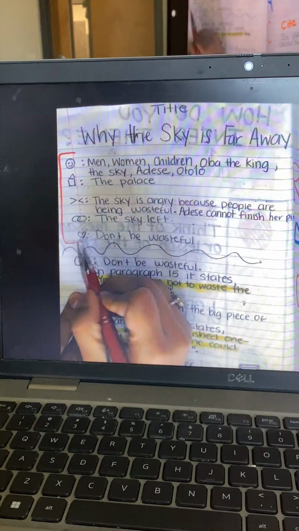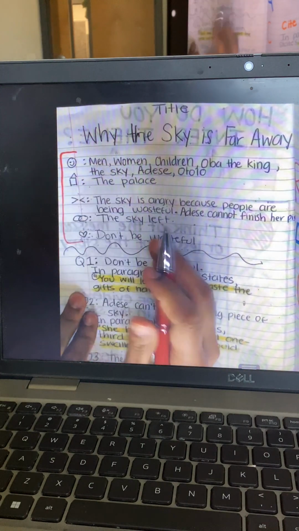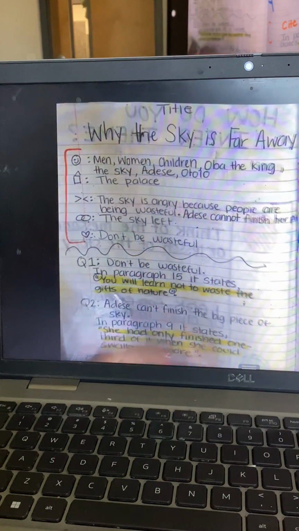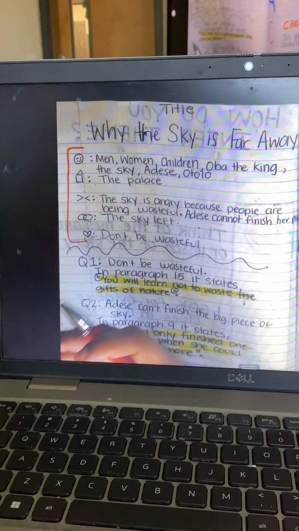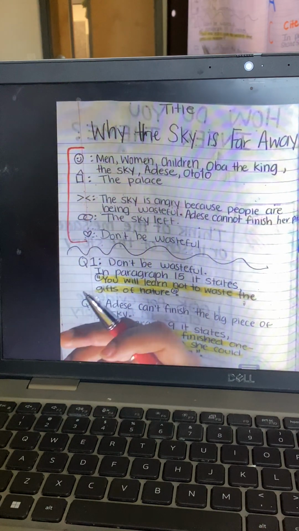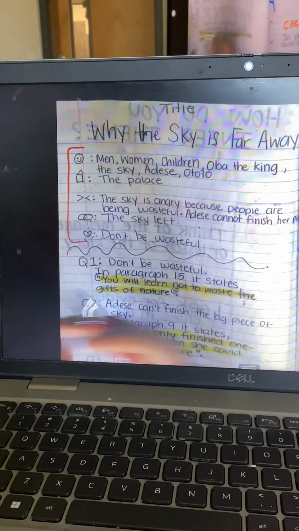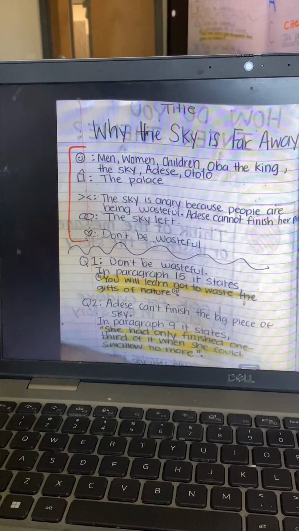And so the heart is the lesson, because I tell them in the story there's always a lesson that they learn. This lesson you can use in real life, in your daily life. It's usually something positive. In this case, it's don't be wasteful, right? Always be mindful of what you're eating. Never to just waste food, because that's not okay, right?